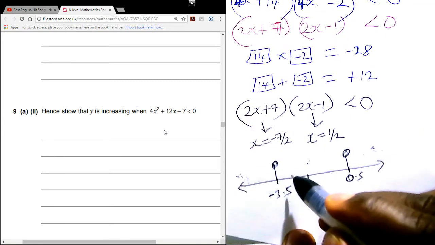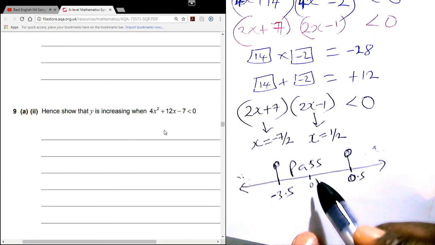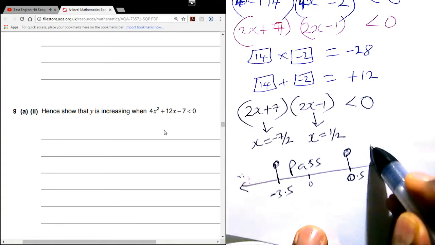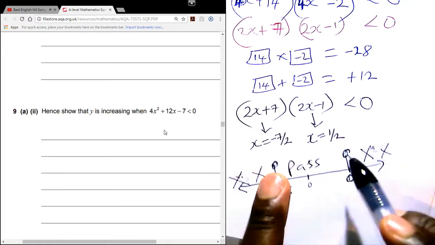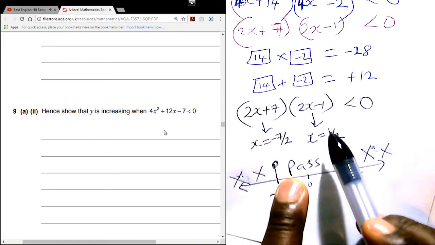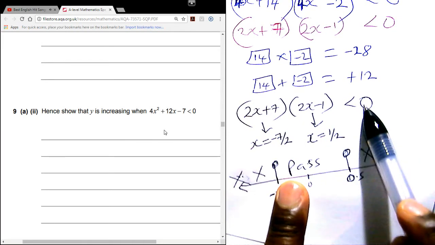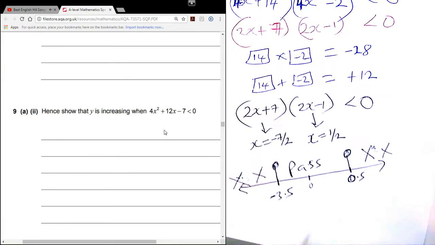So that means this region would pass the test. So if 0 passes, that means everything in this region would pass the test. These regions here would fail the test, because if this region has passed, the other regions have to fail. If this had failed, let's say this had given us a positive answer when we know that the inequality says it must be less than 0, then automatically these two would pass.